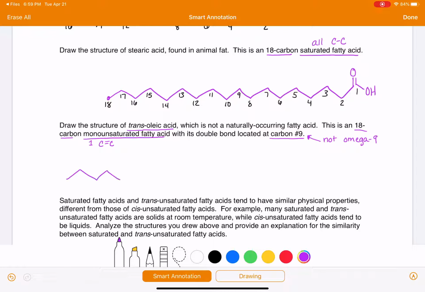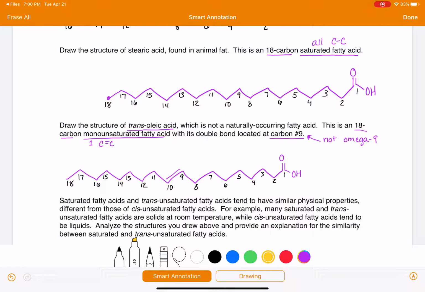1, 2, 3, 4, 5, 6, 7, 8, 9, 10, 11, 12, 13, 14, 15, 16, 17, 18 carbon atoms. And let's number them 1, 2, 3, 4, 5, 6, 7, 8, 9. Let's stop here and give our molecule its double bond. The double bond starts at 9 and goes to 10. 11, 12, 13, 14, 15, 16, 17, 18, they're all there. We are supposed to draw the trans configuration, and when we look at the double bond, we see that it is trans, so it's already in the right shape, so that's perfect.